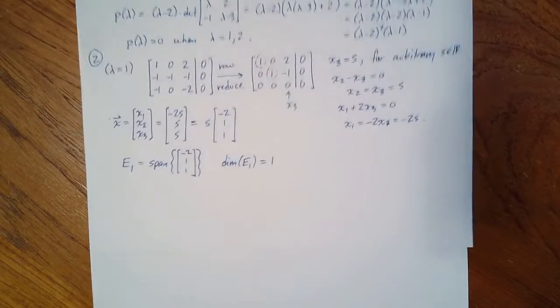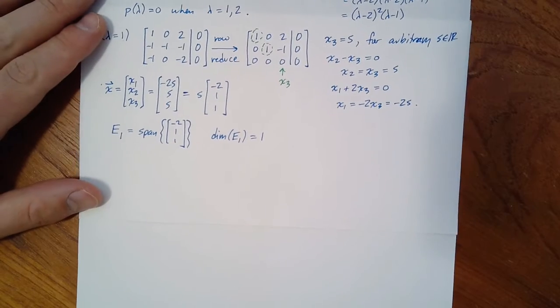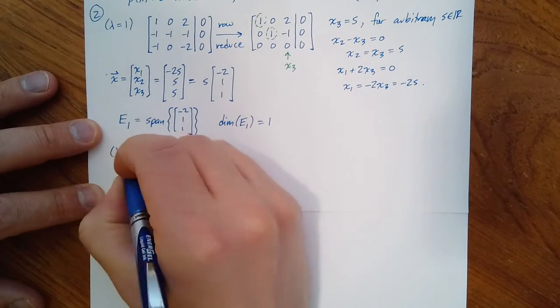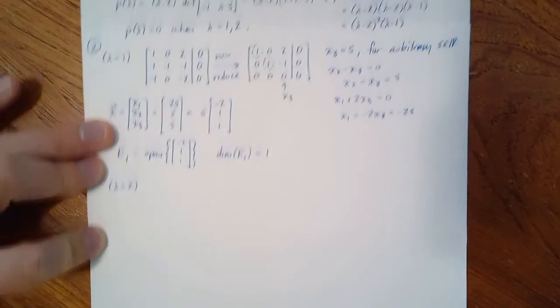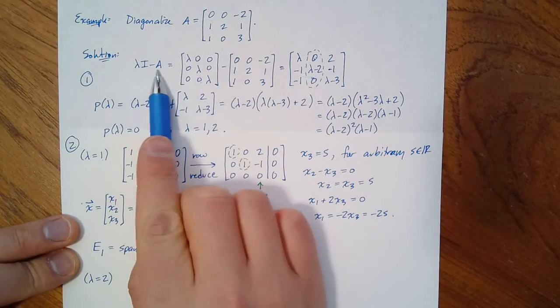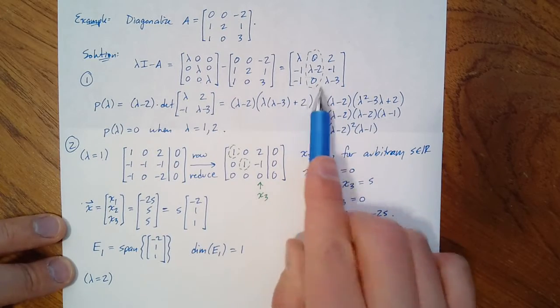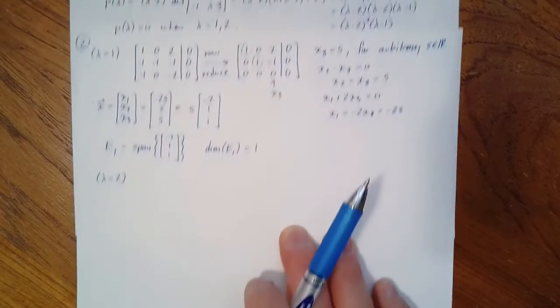Okay, so let's do that. For lambda equals 2, we're going to do the same thing. We're going to go up to lambda I minus A, plug in lambda equals 2 for this, and then find the null space, find a basis for its null space.